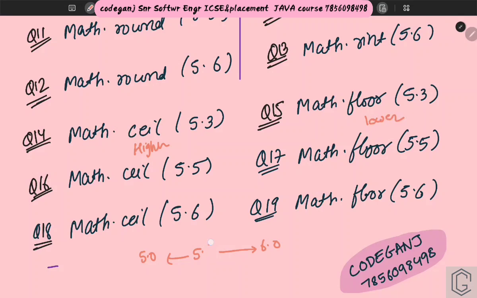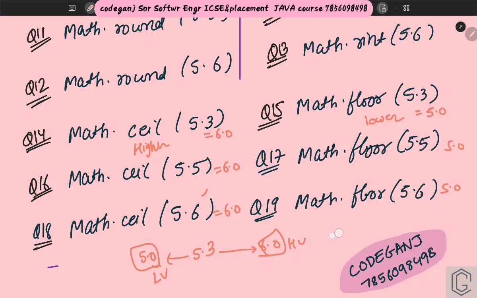So if you put 5.3, Math.ceil of 5.3 will give you the higher value, that is 6.0. And floor will give you the lower value, 5.0, because for floor the lower value is 5. This is your higher value and this is your lower value. Understood? All these cases, whether it is 5.5 or less than 5.5 or greater than 5.5, the ceil answer will be 6 and the floor answer will always be 5.